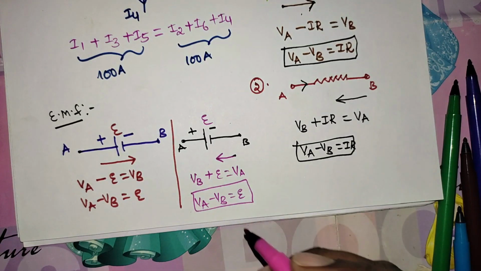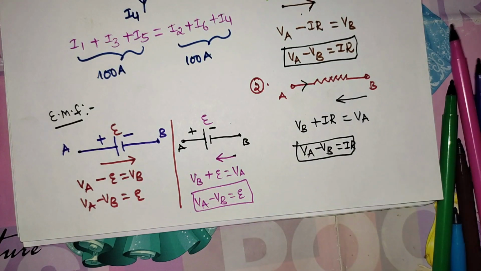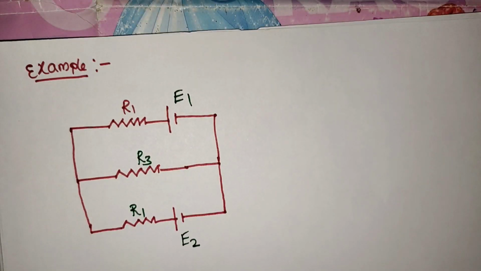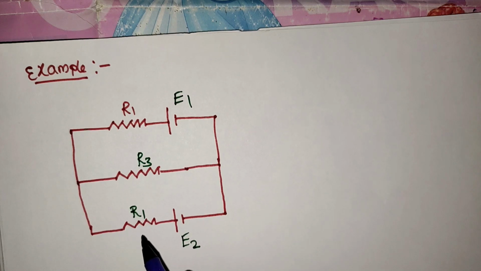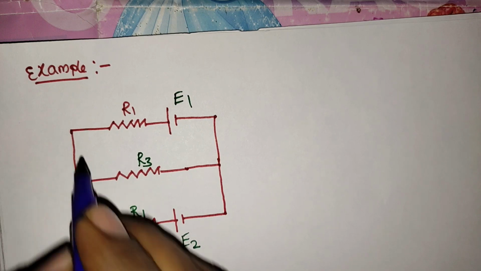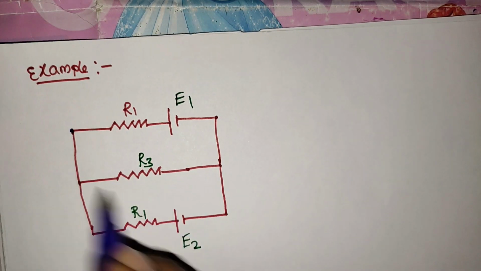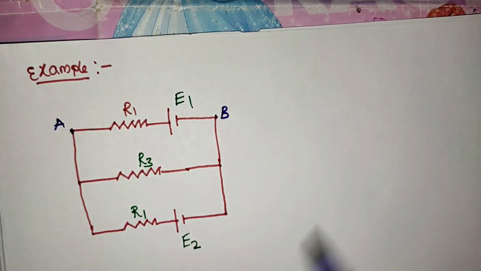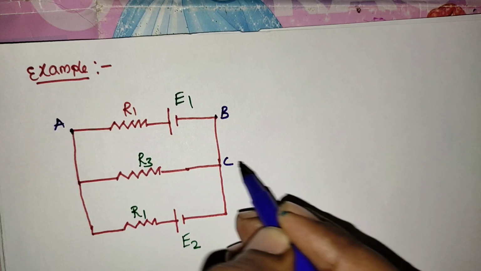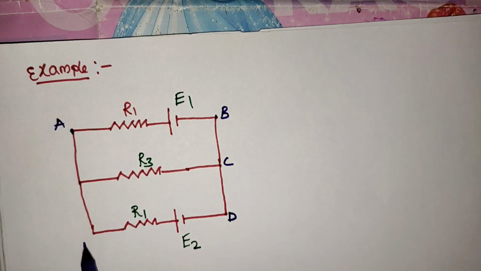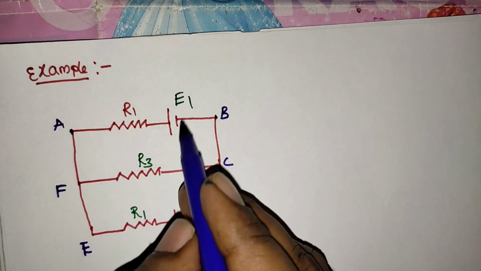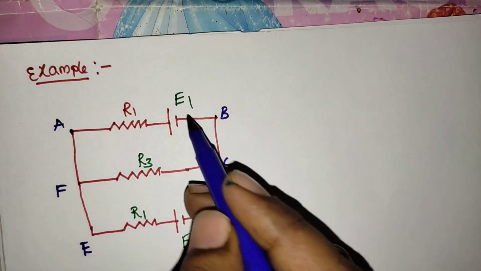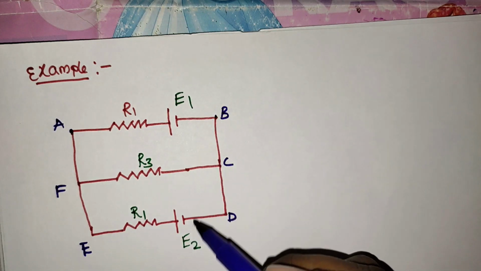Now I am going to discuss one example based on the sign convention. Yes, dear students, this is the example I am going to explain. Now we are going to apply the sign convention. If you observe, there are two loops. I am going to give the points A, this is point B, this is C, and D, E and F. Here we have two sources. This is the EMF E1 and this is the EMF E2.